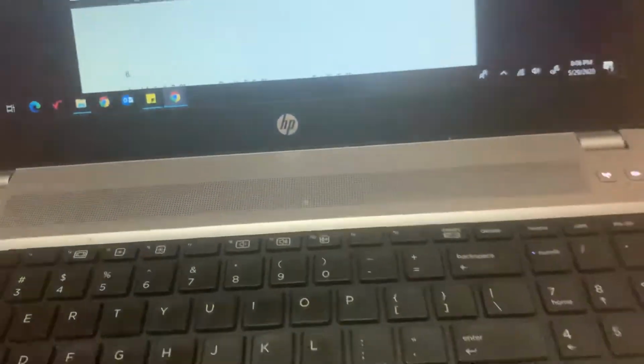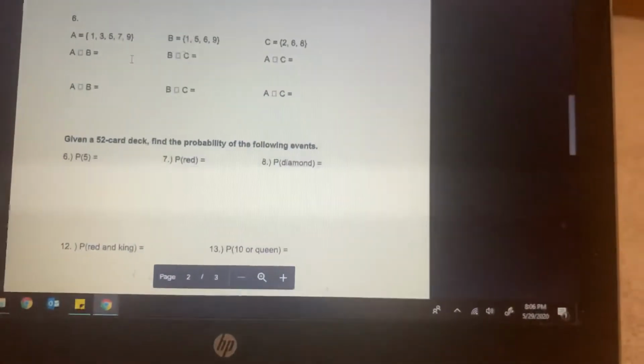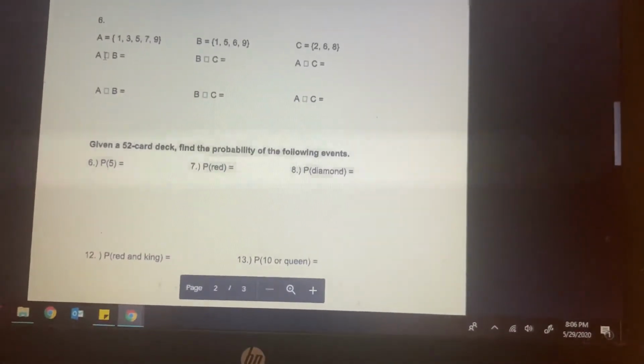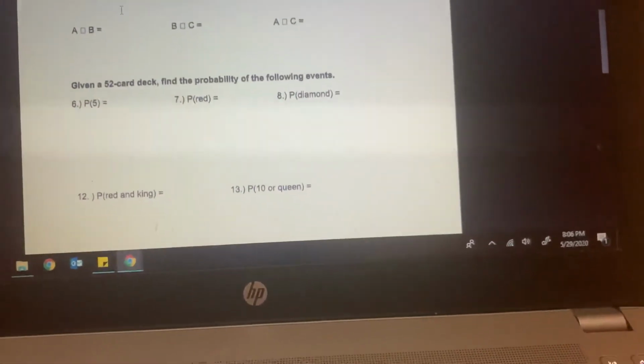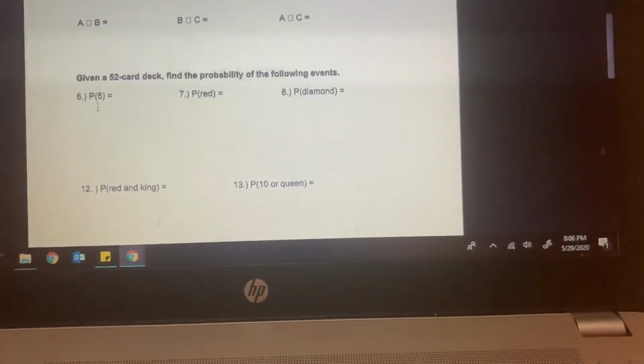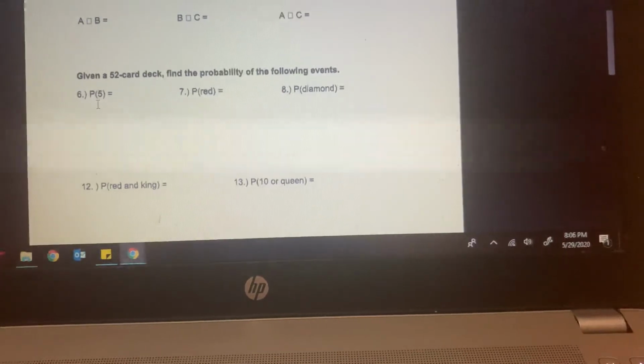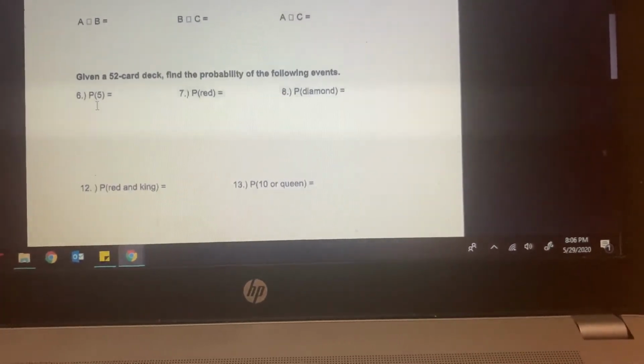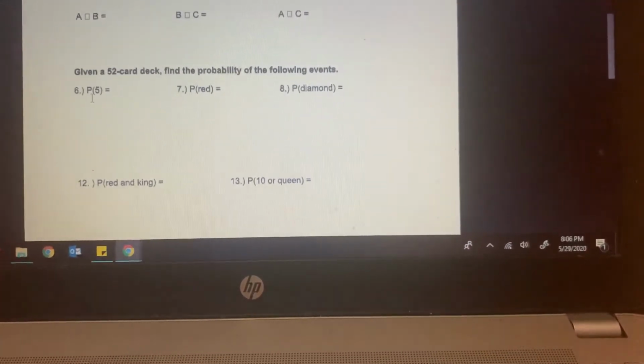Okay, number 6, I told you guys to skip because the formatting when transitioning to Google didn't work. So we're starting with 6 down here. What's the probability of a 5? Well, that's 4 options out of 52. So you can reduce it, or I took 4 out of 52.